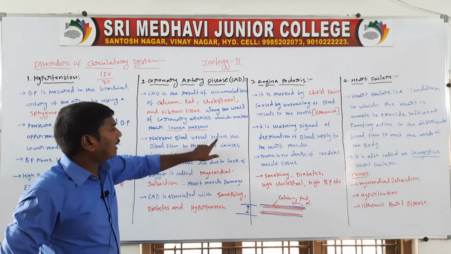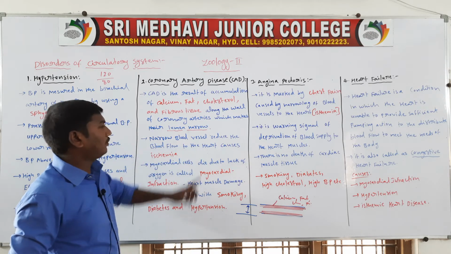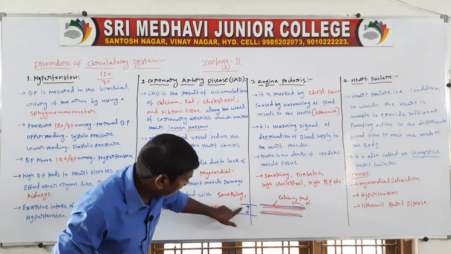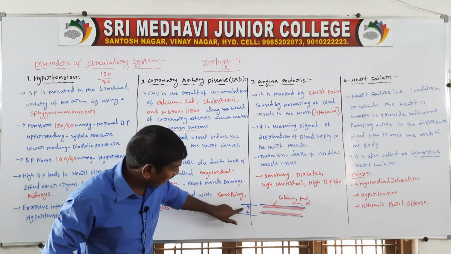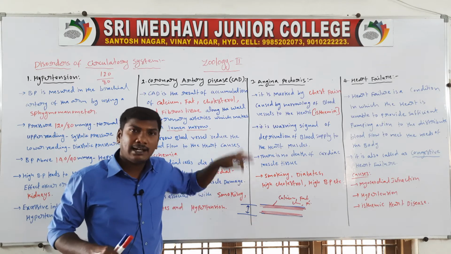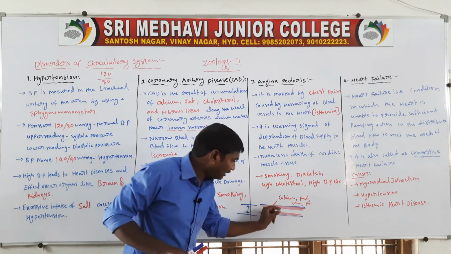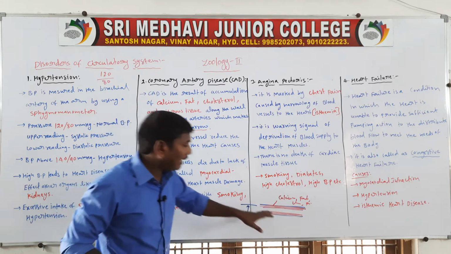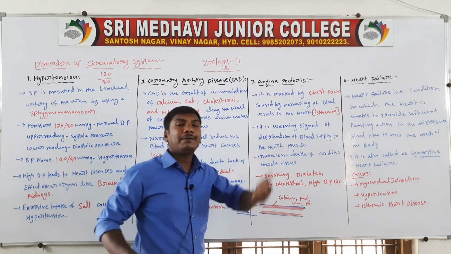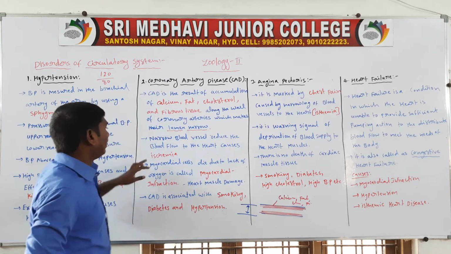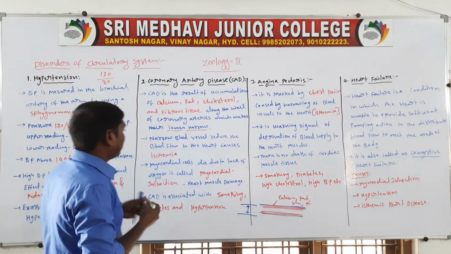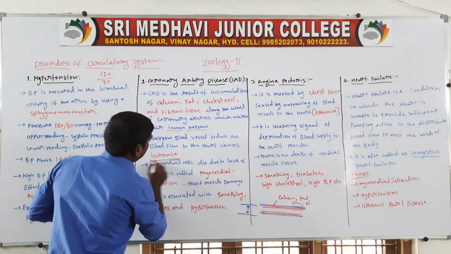Narrow blood vessels reduce the blood flow to the heart. Normally these vessels pump blood to the heart walls, but in this disease the blood vessel is narrow, the lumen is narrow, so less blood is pumped to the heart walls. This causes ischemia.